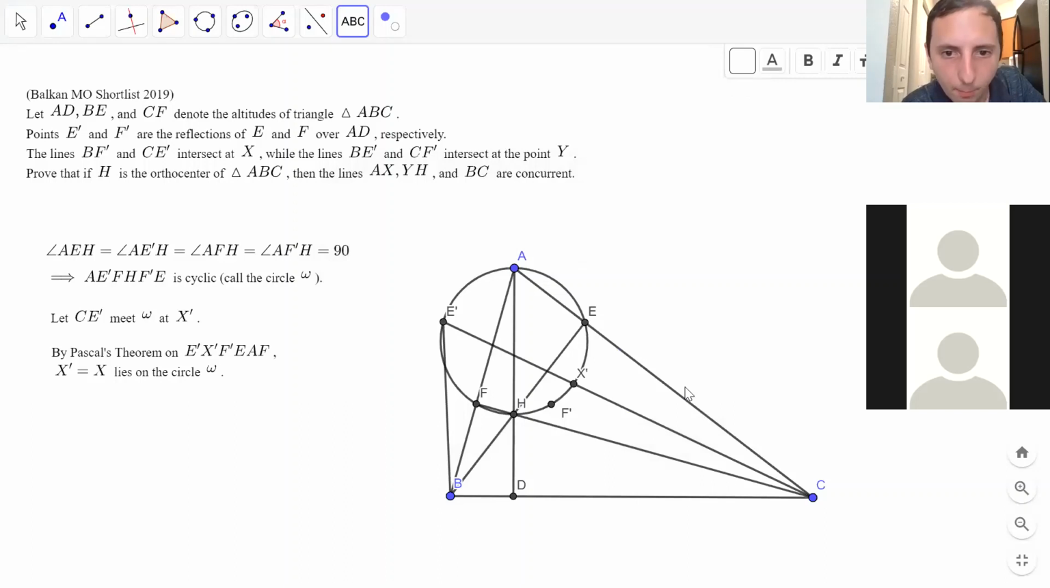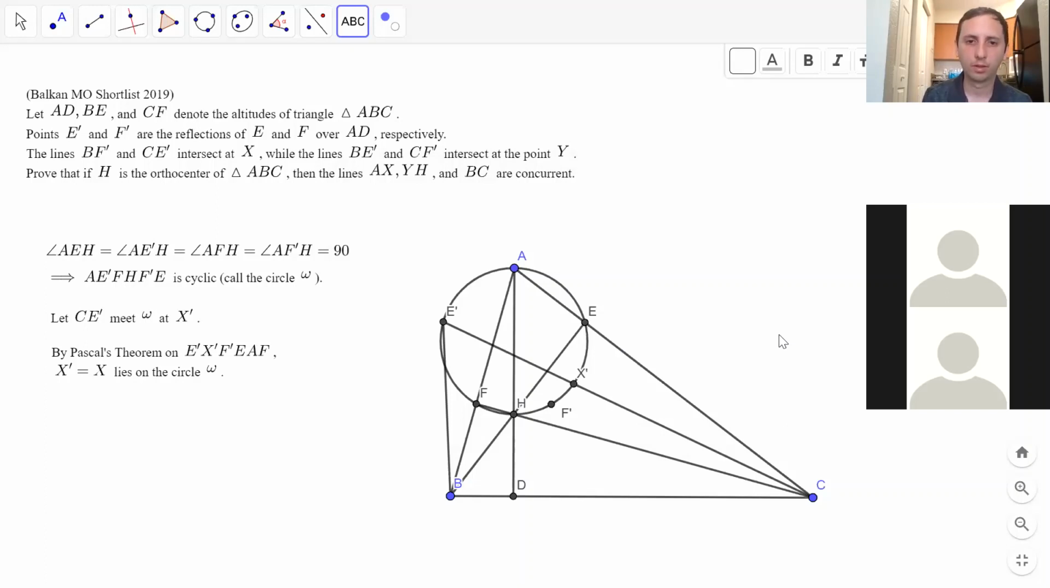So basically that would mean X prime F... So we want to show X prime, F prime, AF, and HE are concurrent. Let's think about that. Okay, because E prime E and F prime F meet at the point at infinity. And then, yeah, I would have to write this down. We first have to show D, F prime, and E are collinear before Pascal.